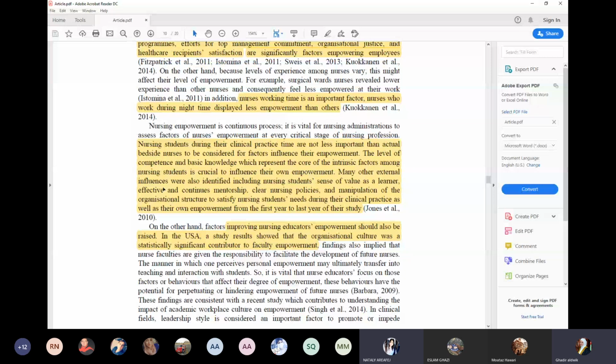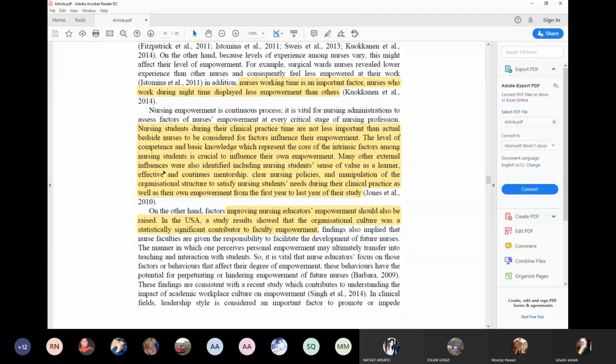Okay. What else here? Nursing empowerment here about nursing students like you. What are the factors that make you as a student to be empowered, and what are the factors that decrease your empowerment level? Who can read this paragraph, please? I can read. Yes, Aisha, read if you want.